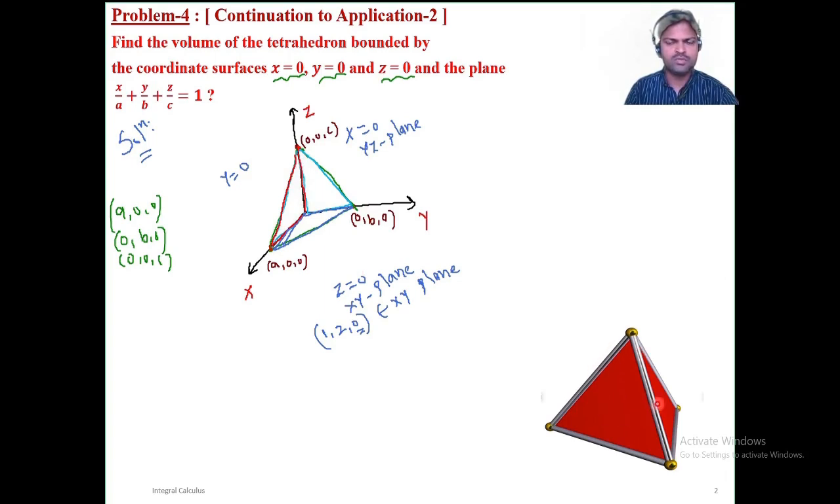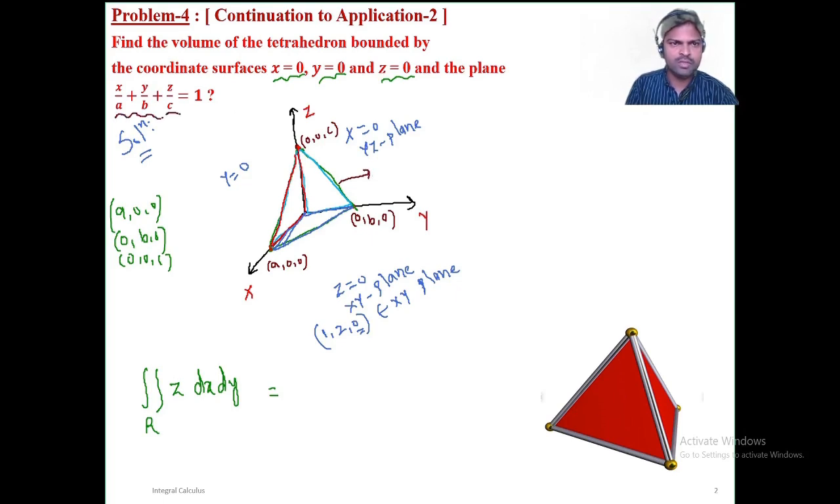Now we are supposed to find the volume of this tetrahedron. So how to find the volume of that? Double integration over the region R of z dx dy. This is application number 2. Here what is z? z is nothing but the surface. So here we need to generate the surface equation, right? This is our surface.